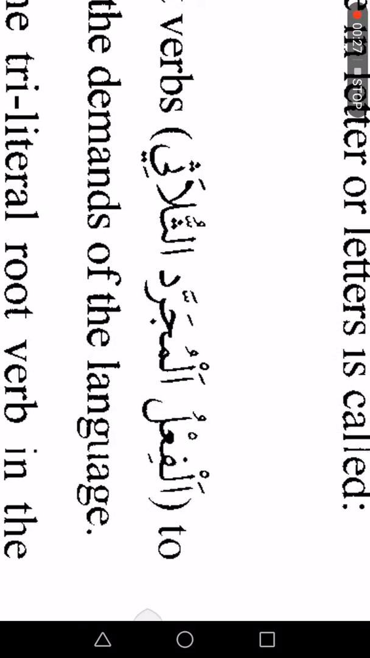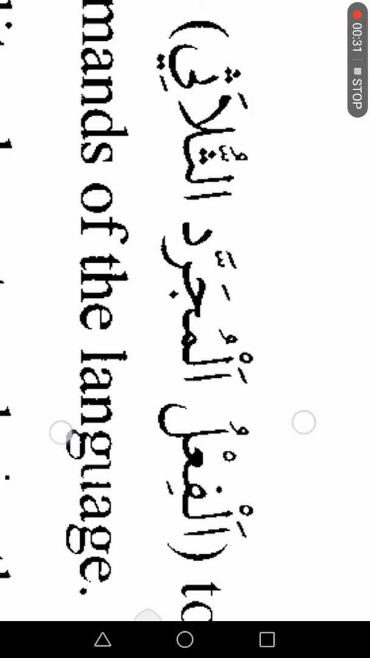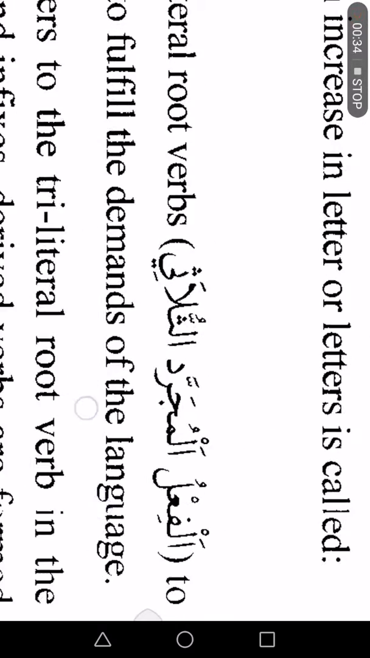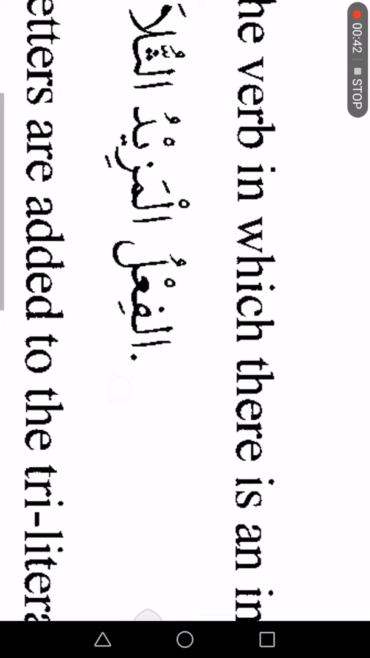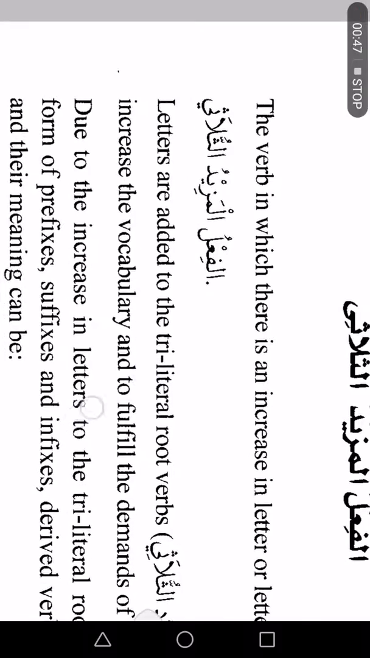Now, al-fi'l al-mujarrad thulathi. Thulathi means a three-letter root. Mujarrad means it's in its basic form. There are no extra letters or addition. Whereas if you see this word, al-fi'lul mazidu thulathi, mazid means this basic verb, now you have added extra letters to it. There is an increase in the letter. It can be either one letter increase or more.